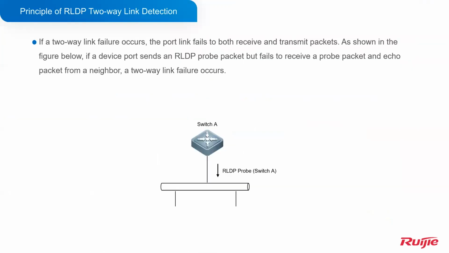And the next is the two-way link failure. Two-way link failure is quite easy to understand. If I cannot receive the probe packet and the echo packet from a neighbor, it's a two-way link failure. Two-way means receive and forward, right? I cannot successfully receive and forward the packets from a peer. It's a two-way link failure.